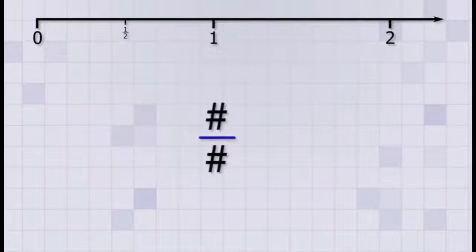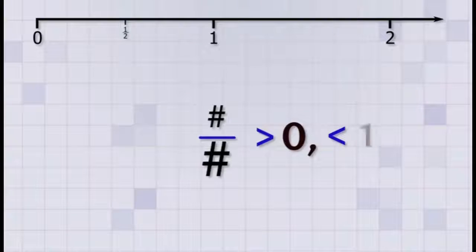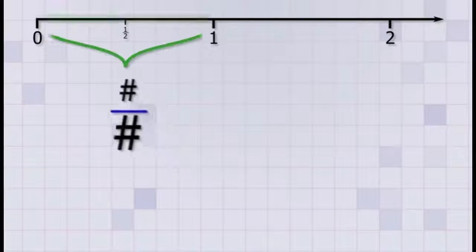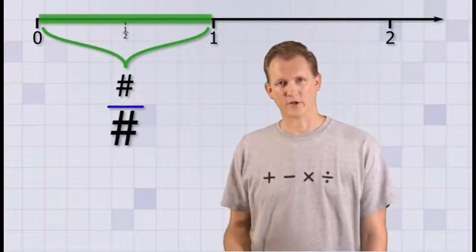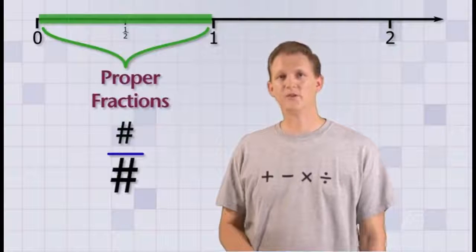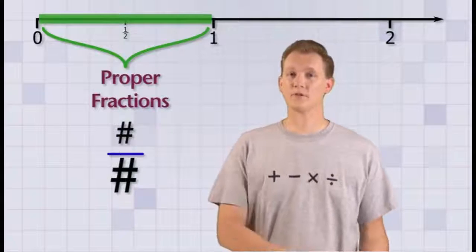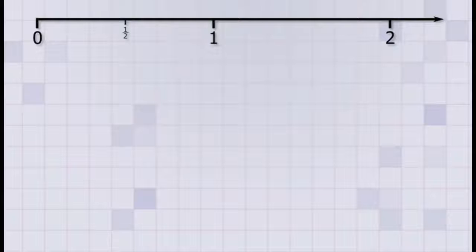The next rule is this. If the bottom number is bigger than the top number, then the value of the fraction will be greater than 0 but less than 1. That means it'll be somewhere in this section of the number line. Any fractions that have values in this range are called proper fractions because we can use these values to represent smaller parts of things. Our third rule is this.